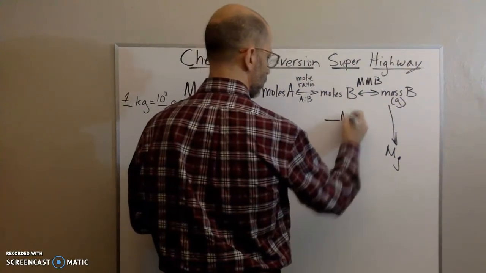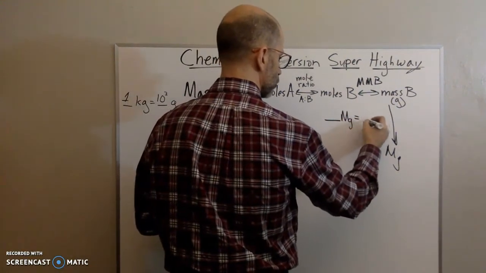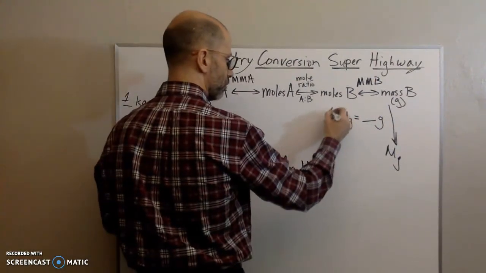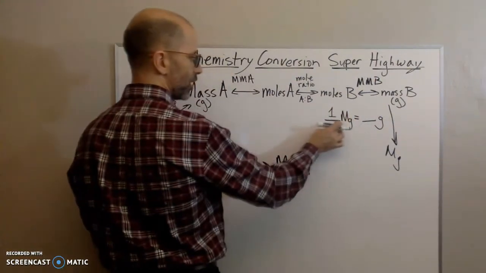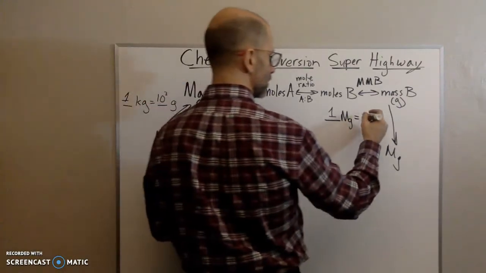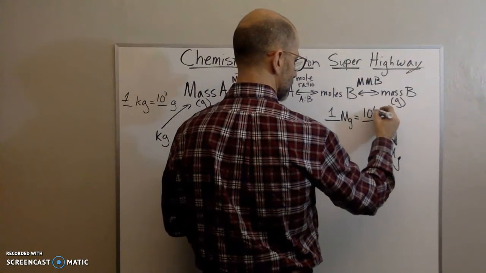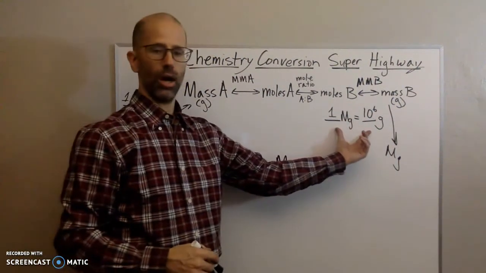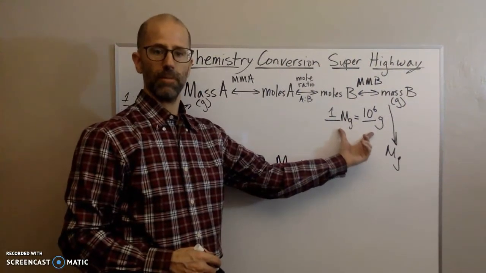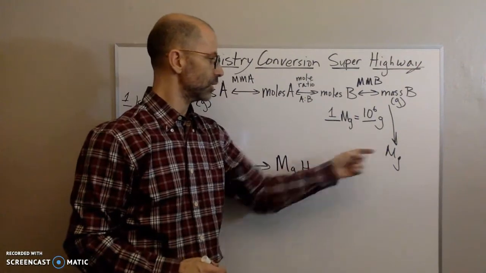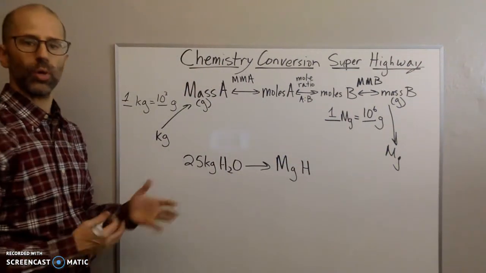Megagrams is equal to a certain number of grams. I'm going to put 1 with the prefix, and then the prefix multiplier for mega, which is 10 to the 6, I'm going to put there with my base unit. So now I have the equality, and I can use this as a conversion factor to go from grams to megagrams. So this is what it would look like.